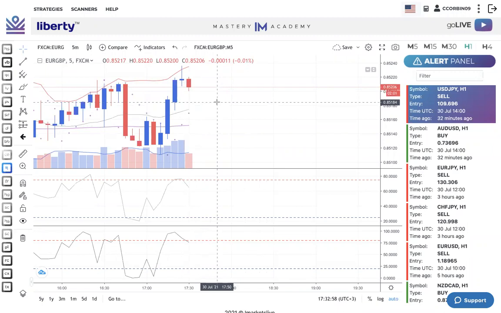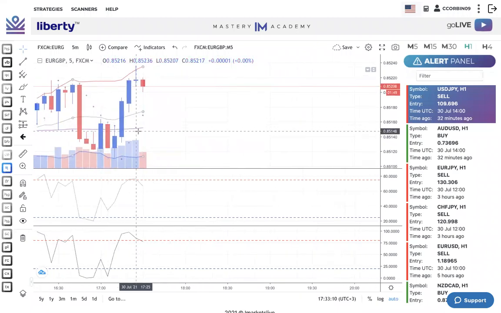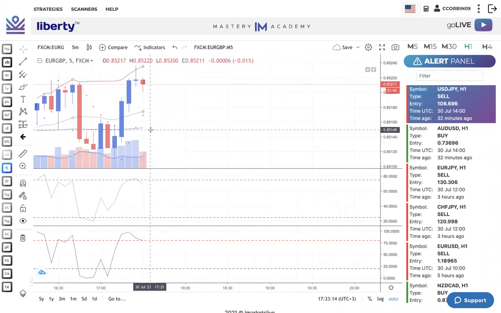So the first thing you want to do, and this is just what I do on every strategy, is, on the Liberty Scanner, IM Academy has already marked up the chart for you, right? Like the indications and everything you really need to read this trade is there. But what you focus on and how you find your entry point is the most work you're going to have to do.